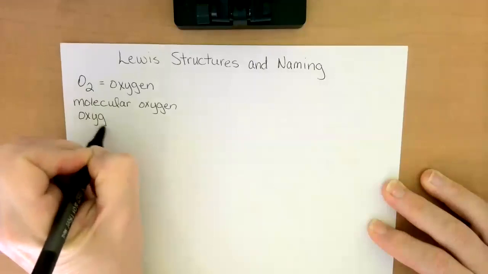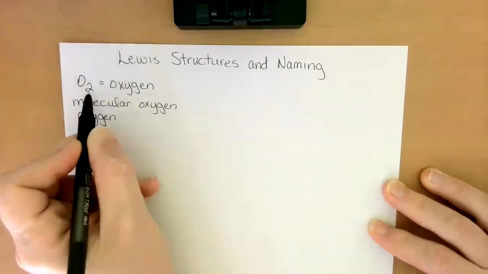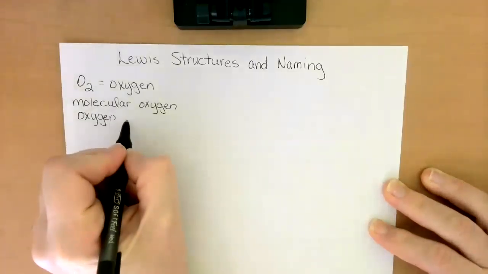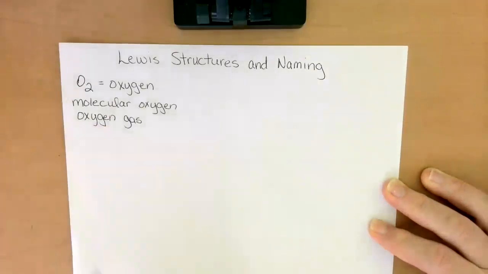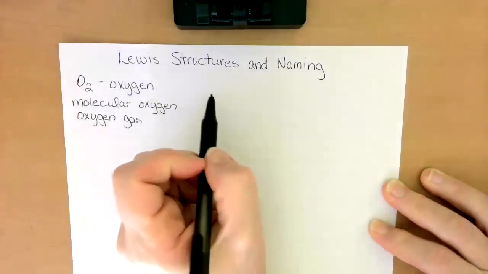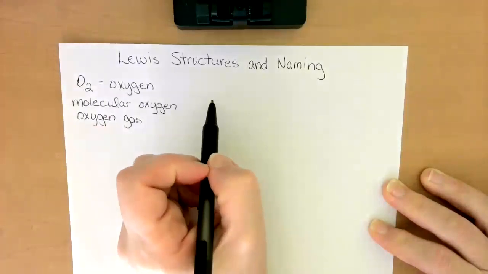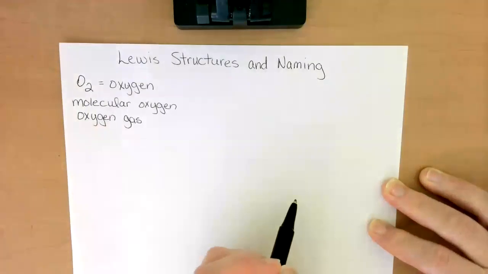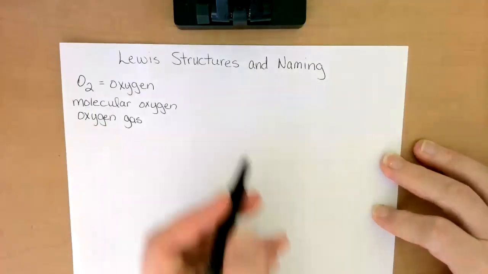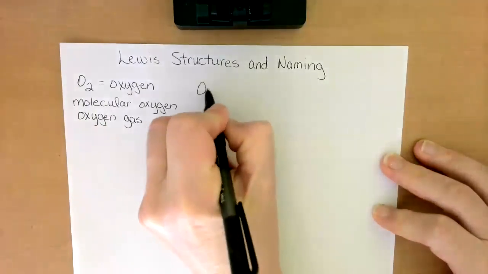This particular element exists as two atoms bonded together. We call that a diatomic molecule. And there are 7 elements that exist this way: hydrogen, nitrogen, fluorine, chlorine, bromine, iodine, and oxygen all exist this way. Oxygen is in group 6A.